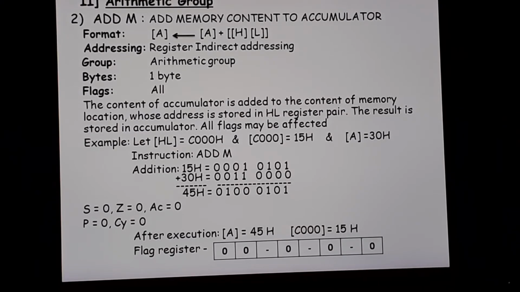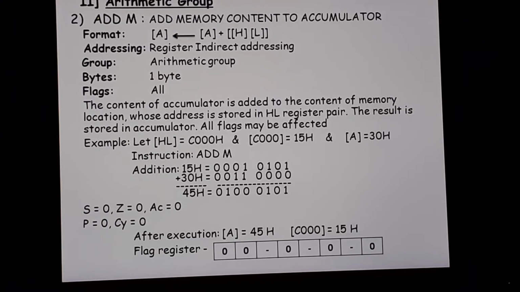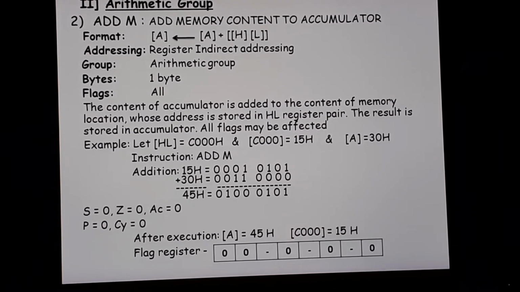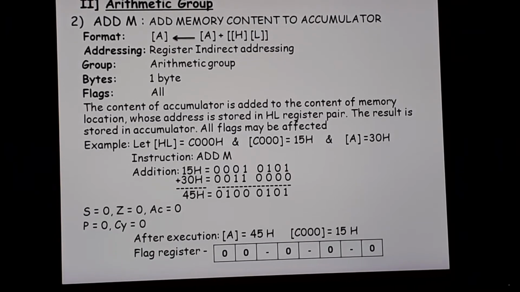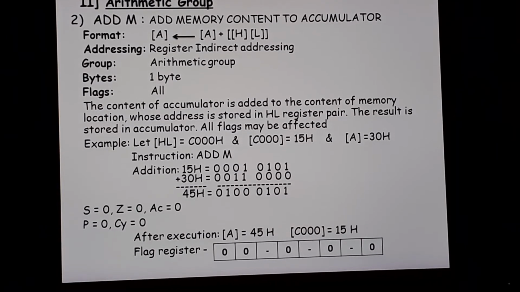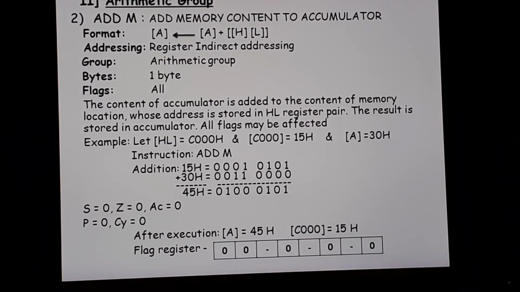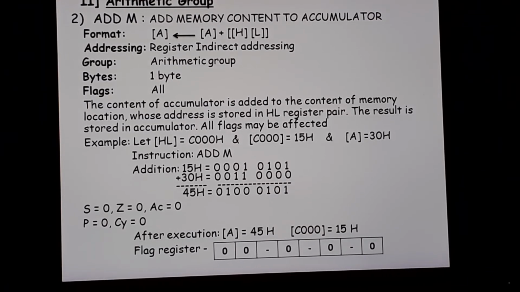Now how will you explain this particular instruction? How will you write the comment? You can write in your own words as in the previous instruction. In this instruction, the content of the memory whose address is stored in HL register pair is added with the content of accumulator and the result is always stored in accumulator. In your own words, or you can write it as I have written: the content of accumulator is added to the content of memory location whose address is stored in HL register pair and the result is always stored in accumulator. All the flags may be affected.